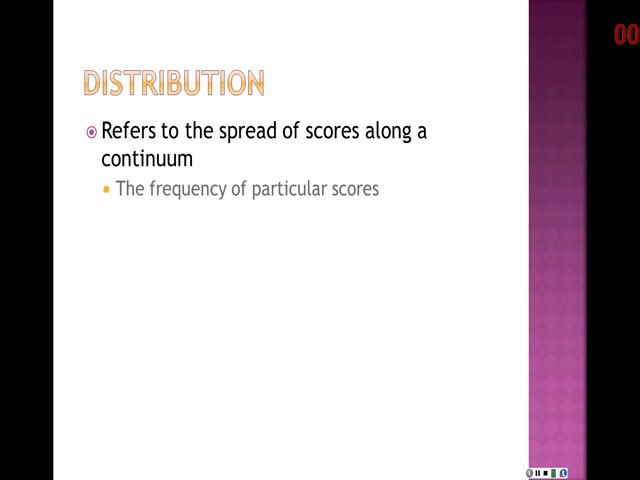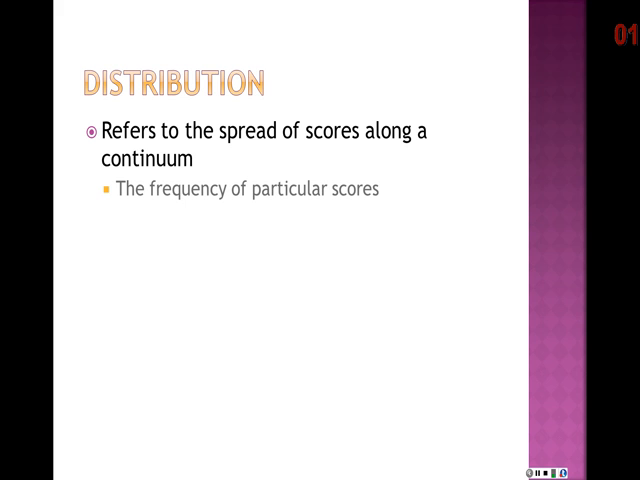And so to quickly define distribution, the distribution refers to the spread of scores along a particular continuum. So this is the frequency of particular scores along this continuum. And it's characterized by a boost in the middle, where you have most scores sort of clustering around the middle, and fewer scores along the tails, right? So most of the scores are going to be in the body of the distribution, and fewer scores are going to be in the tails.